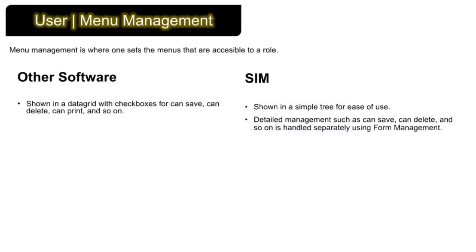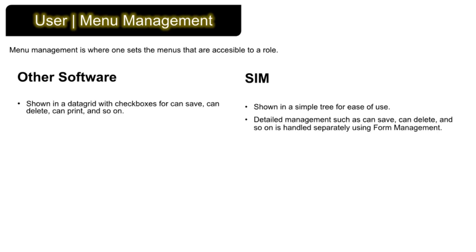Menu management is where you set the menus that are accessible to a specific role. In other software, this is normally shown as a data grid or table-like interface, where you can check the boxes for the menu and its rights, such as whether the role can save a document, can edit, can delete, can print, and so on. In SIM, this is shown in a simple tree-like structure resembling the menus themselves.